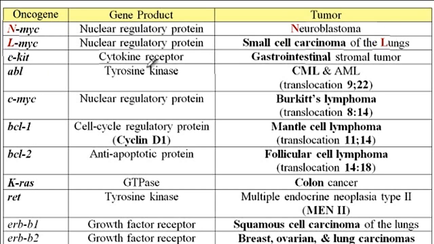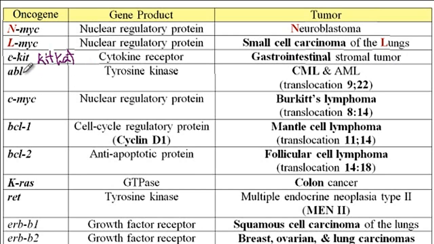The next oncogene is c-KIT, which is a cytokine receptor that can lead to the gastrointestinal stromal tumor. And the way you can memorize it is KIT, Kit Kat. So once you eat a Kit Kat, where does it go? It will go directly into your gastrointestinal tract. So now you can remember that c-KIT is associated with gastrointestinal stromal tumor.